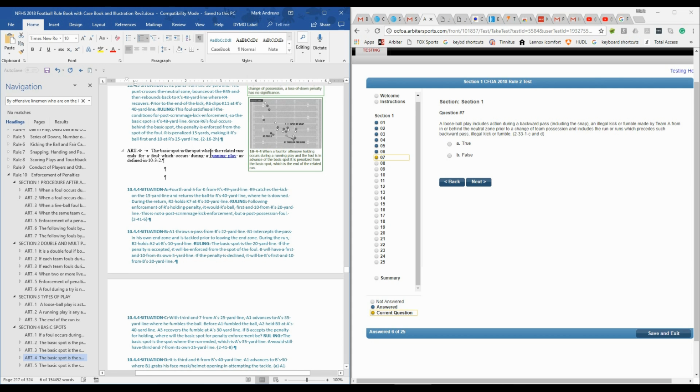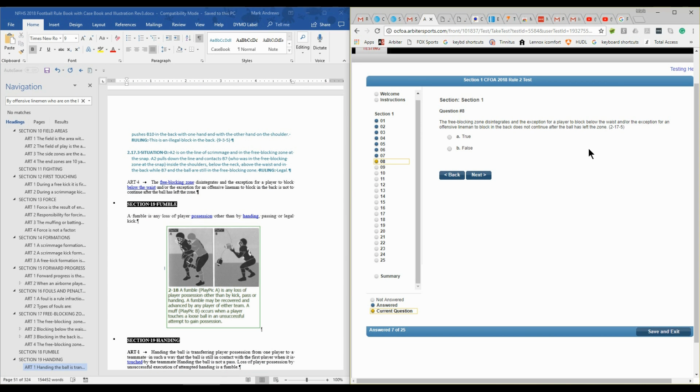the basic spot is the spot where the related run ends for a foul which occurs during a running play. So that means that if we're going to enforce a penalty on a play that we've deemed a running play, then we are going to add the penalty yardage to the end of the run. And that's why this is significant, why you need to know what a loose ball play is versus a running play. We are going to talk a lot about this, but I just want to give you an introduction to it and help you understand why this is important.